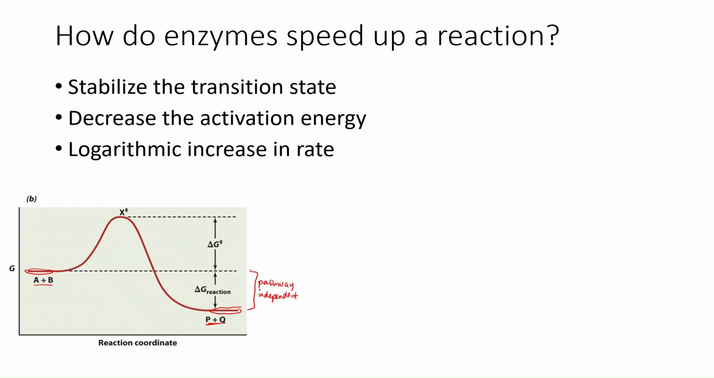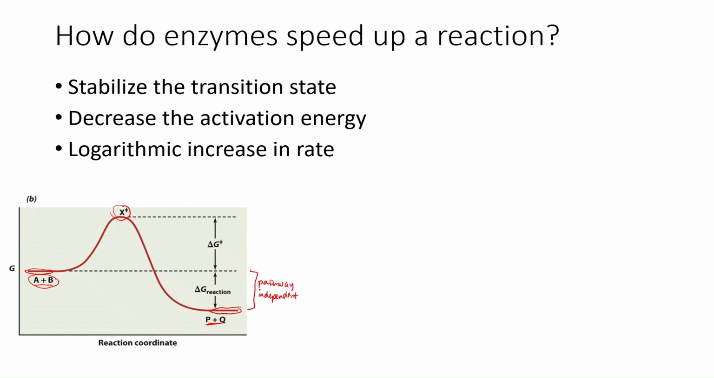So no matter how you get from A and B to P plus Q, that delta G will always be the same. What changes is the other part of this energy diagram when we're talking about enzymes, right? So we started with our reactants A plus B. Before they became P and Q, the products, they had to travel through this transition state, which is shown up here at the peak of energy.